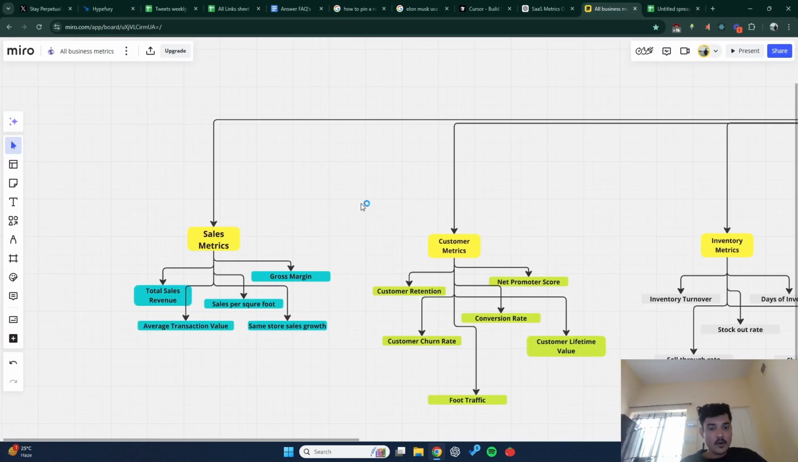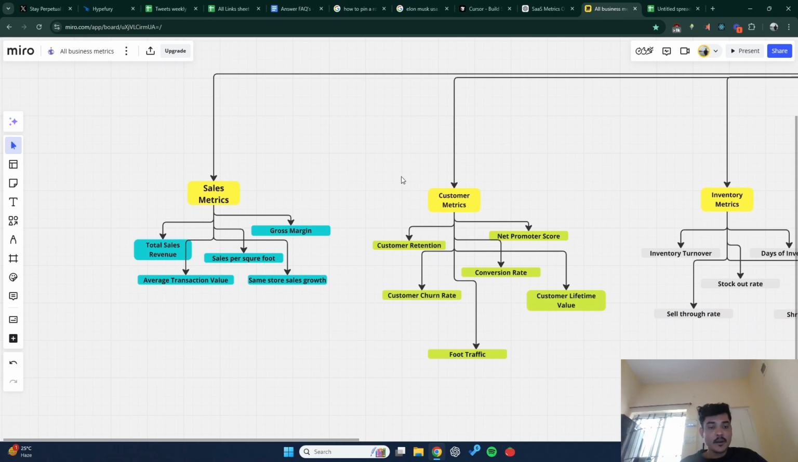I've also written them down in my Miro board, so I'm just going to go through it. Before that, I want to let you know 80% of retail businesses fail to maximize their profits because they are not tracking any metrics. Imagine you could pinpoint exactly why customers aren't buying, why products are sitting on the shelves, and how to boost your sales starting today. These are the metrics that you have to keep tracking.